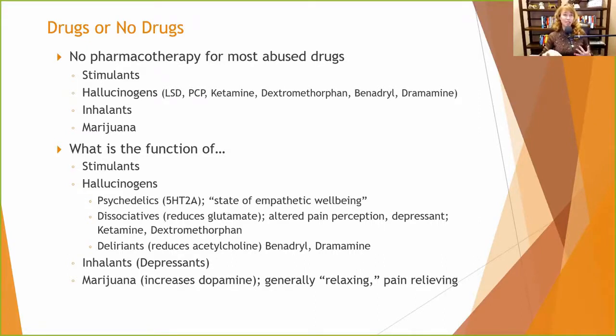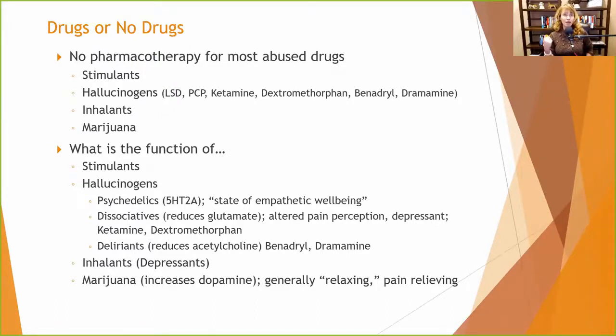I'm hearing anger, maybe anxiety, maybe some depression, but that would be talking with the client to figure out what's going on. But anyway, 5-HT2A we know is a serotonin receptor, so we want to look at a drug that's going to target 5-HT2A. Your dissociatives reduce your glutamate level.